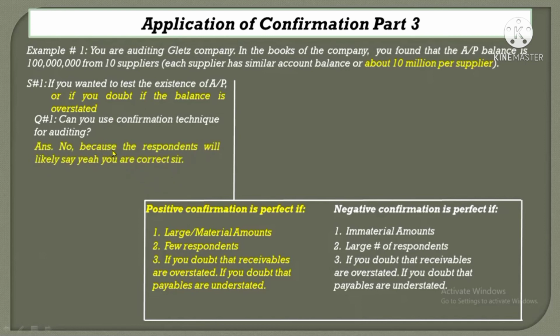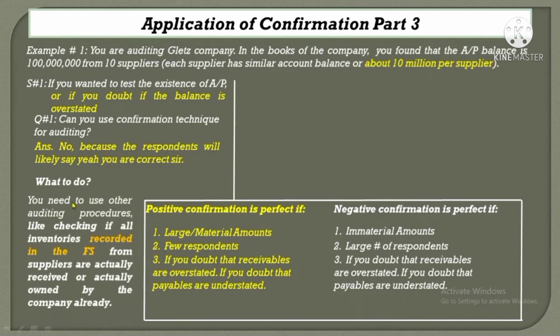The answer is no. Because if I am the supplier and you sent me a confirmation letter confirming an accounts payable balance of, for example, 1 million, when in fact it's actually lower than that, then I will definitely say yes, that's the correct balance that you owe me, 1 million pesos. So what are you going to do if confirmation can't be done? You need to use other auditing procedures.